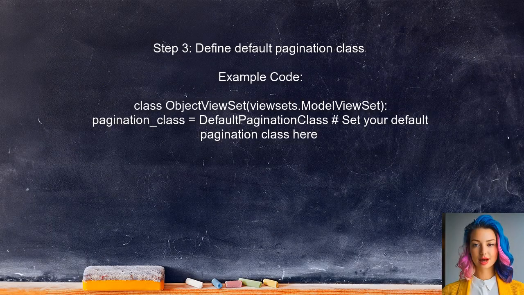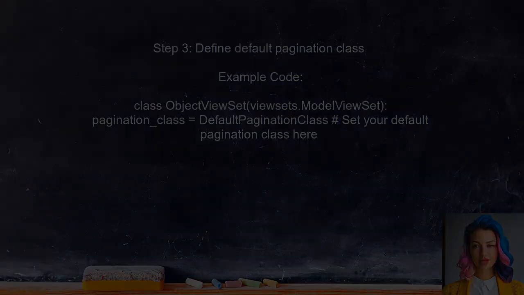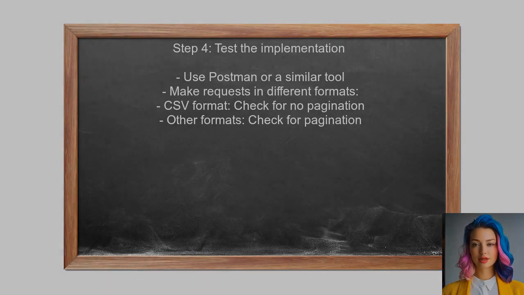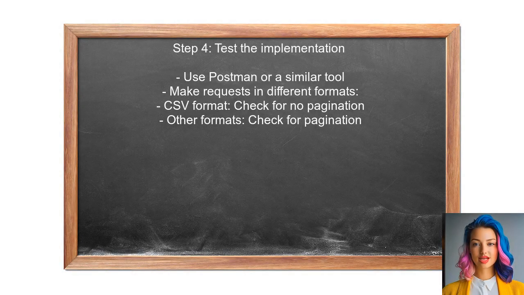Additionally, the user can define a default pagination class for other formats. This ensures that pagination is applied when the request format is not CSV. Finally, the user should test their implementation by making requests in different formats. They can use tools like Postman to verify that pagination is disabled for CSV requests and enabled for others.